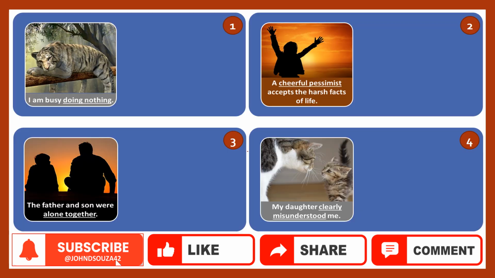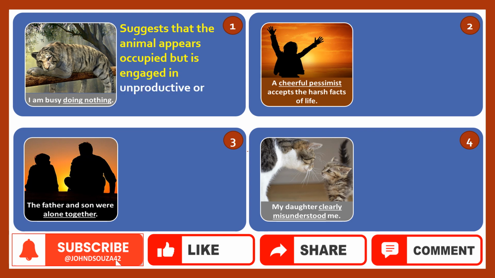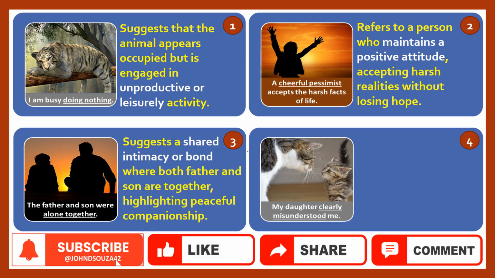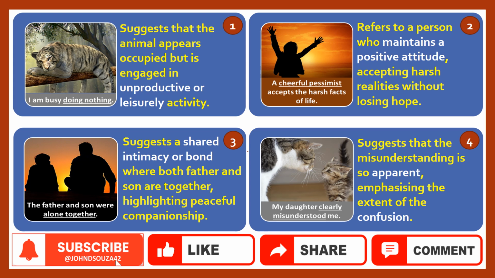In the given sentence, what does the oxymoron refer to when analyzed in relation to the visual? First one, unproductive or leisurely. Second, maintaining positive attitude. Third, shared intimacy or bond. Fourth, apparent confusion.